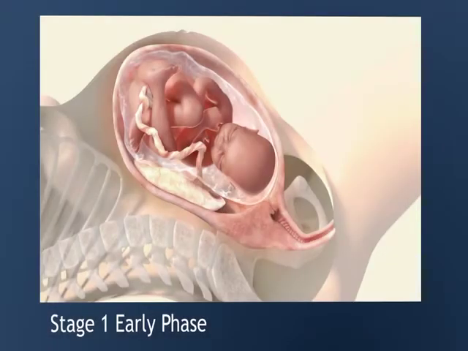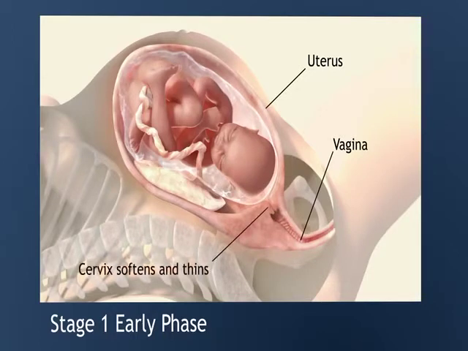Labor has 3 stages. In the first stage of labor, the body prepares to give birth. There are 2 phases, early and active. Early labor can last from hours to days. First-time moms may spend more time in this phase. The cervix, or the opening to the uterus, begins to soften, efface or thin out, and dilate or open. The cervical changes are necessary so the baby can pass through.